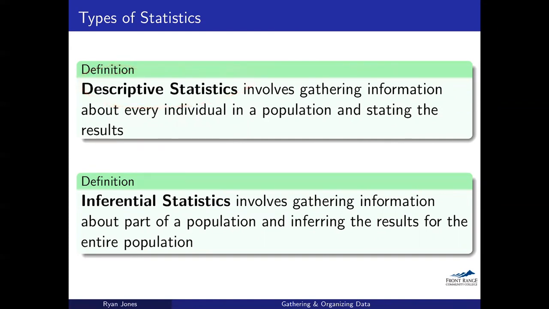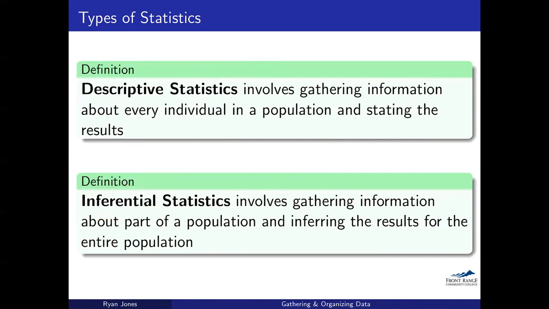If we were just to go out and ask every single person things about them, like, hey, what's your age? What's your favorite color? All those sorts of things. And then we just stated those results. That would be descriptive statistics. And we say descriptive because that's exactly what it is. We're talking to everybody. We're talking to every single person that we can. And that's very descriptive. We're just stating the results as they are. Inferential statistics is really just all statistics generally.